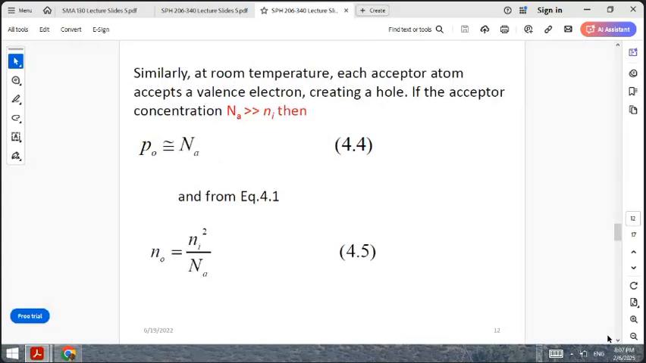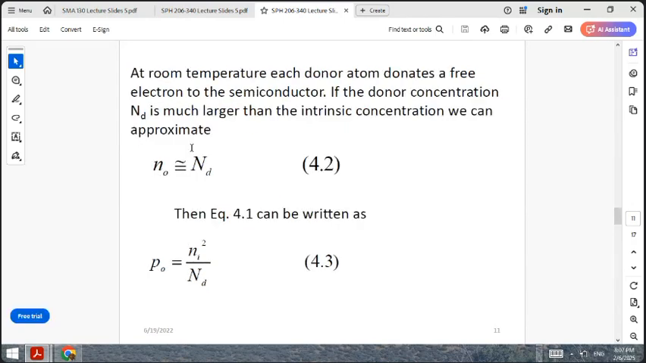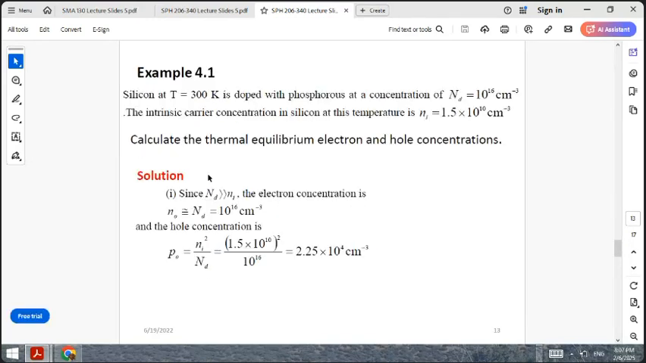So we use that approximation. In P type, almost all the holes are coming from the acceptor atoms. In N type, almost all the electrons are coming from the donor atoms. And we did that for this question. Since we are given the donor concentration, we say the number of electrons is equal to the number of donor atoms, which we are given as the number of atoms per centimeter cubed.